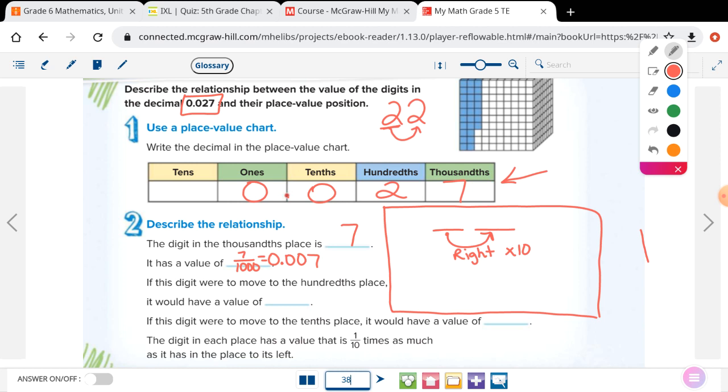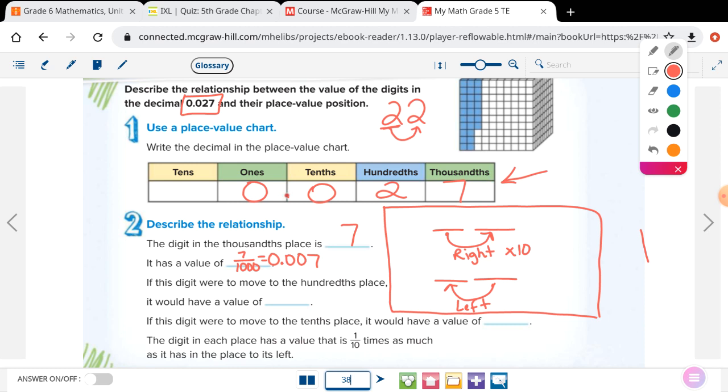But now you're older and your brain's growing a little bit. We're going to have a different type of problem where we start here and we go that direction. So we're actually going to be comparing a digit to the one on its left. Any ideas on what this one may be, Cam?